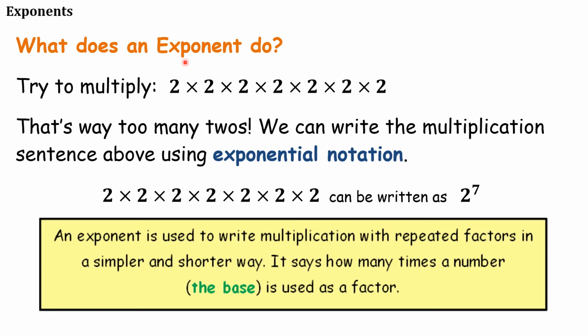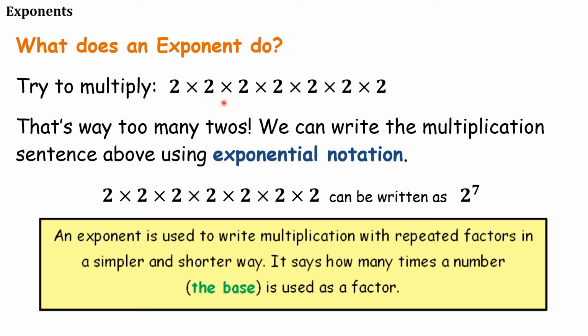So what does an exponent actually do? Well, it's pretty simple. If you try to multiply 2 times 2 times 2, I don't know how many times that is. Those are a lot of 2's, right? 1, 2, 3, 4, 5, 6, 7 times. You're trying to multiply the number 2 seven times. That is a really, really long expression.